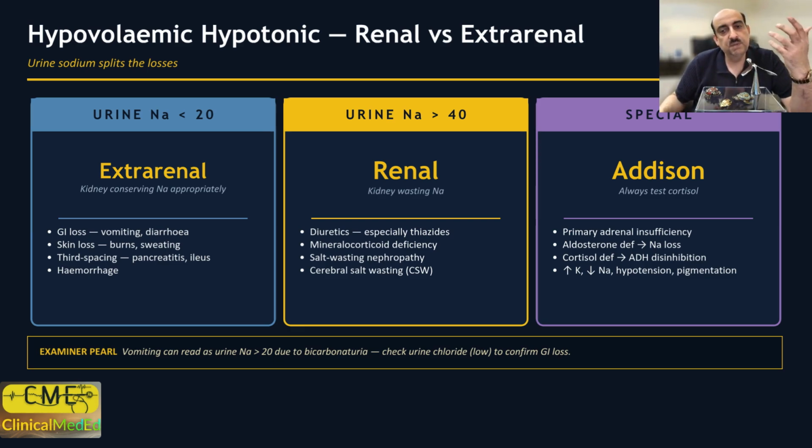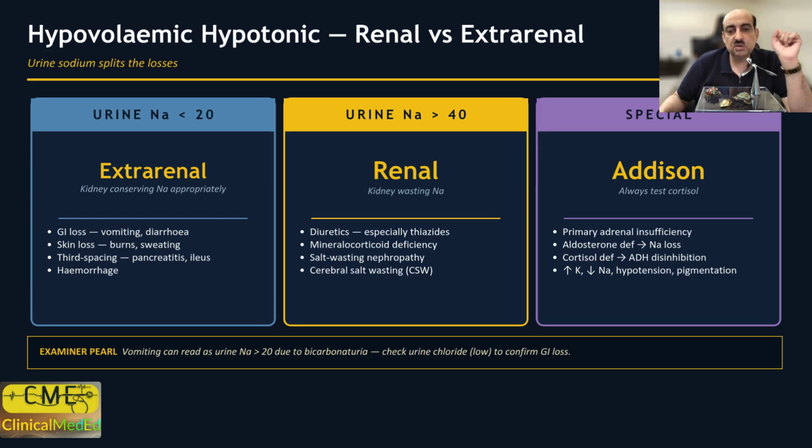which can be a primary intrinsic renal pathology or something driving the loss of sodium from the kidney. So the commonest thing here would be the diuretics, for example, thiazide diuretics. Similarly, mineralocorticoid deficiency and salt wasting nephropathy, which is a primary renal problem, and cerebral salt wasting in any neurosurgical patients or intracranial pathology events that can lead to loss of sodium by the kidneys through cerebral mechanisms.